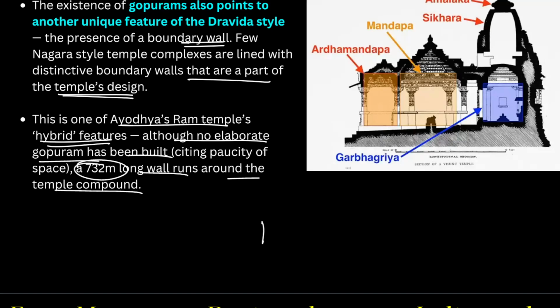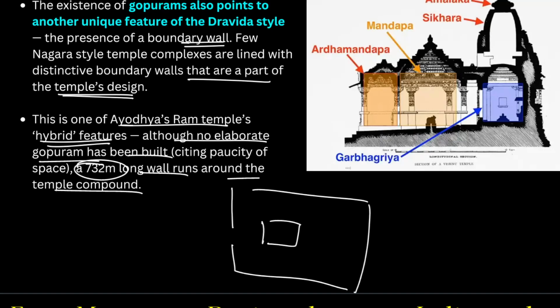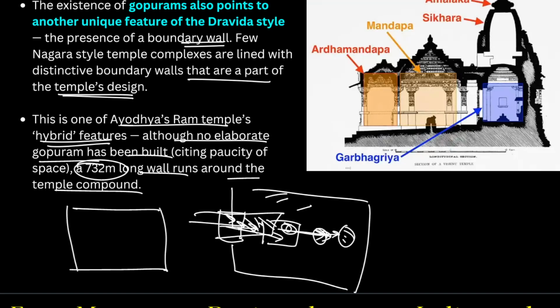So basically, let's say this is the temple and this is the wall. Now what you can see in southern style temples is an elaborate Gopuram here. A very long, towering facade, inside of which even the temple is not visible, only this Gopuram is visible. Only after you come inside does the main temple become visible, and it's located far below this, inside the complex. But in Ayodhya, what is happening? There is a wall around the temple, but there's no Gopuram here. The main temple can be seen.